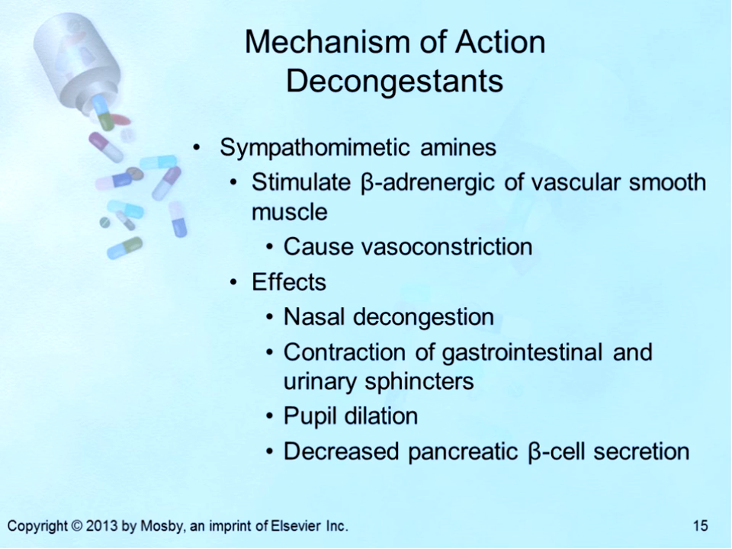Decongestants are sympathomimetic amines that act to stimulate alpha adrenergic receptors of vascular smooth muscles and cause vasoconstriction. This results in nasal decongestion, contraction of gastrointestinal and urinary sphincters, pupil dilatation, and decreased pancreatic beta cell secretion. Pseudoephedrine also has beta adrenergic properties that cause relaxation of the bronchi.